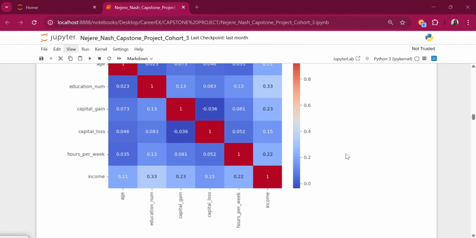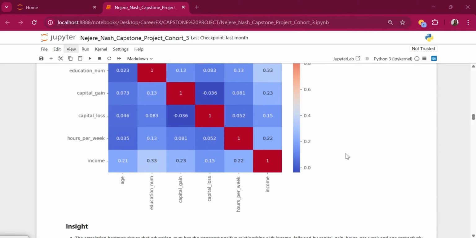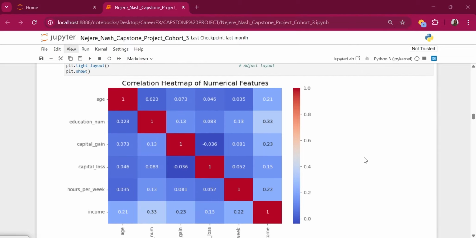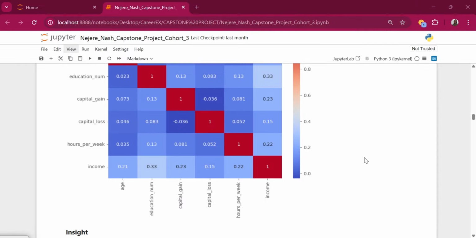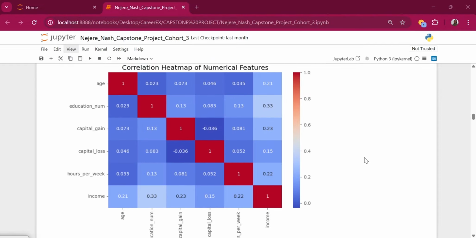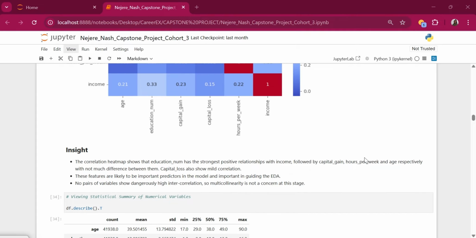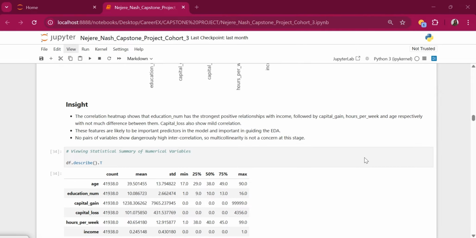So now I have seen the features and how they affect my target. Another thing is we want to see if we have to worry about multicollinearity, meaning if any of these features are too correlated with each other, then we can just go ahead and use only one. We don't need to use two of the same thing. So now we can see that we don't have to worry about that because none of these features are highly correlated with each other. I clearly stated the insight from that.